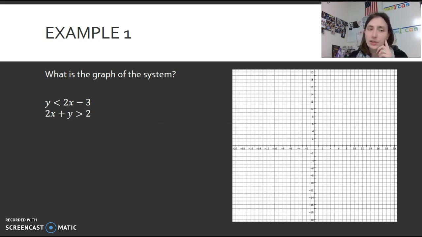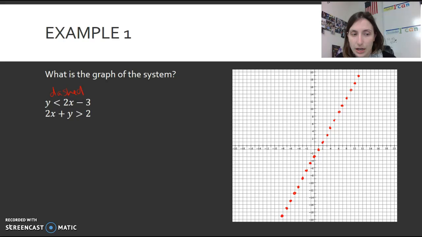We're going to graph the following system: y is less than 2x minus 3 and 2x plus y is greater than 2. So I'm going to start with the fact that my y-intercept is at negative 3. And then I'm going to go up 2 and over 1. And I'm going to continue going up 2 and over 1. So I continued my slope. I like to put the dots all the way across just because it makes it easier for me without a straight edge to then draw my line. I also look at the fact that this is just a less than, so that means that we are doing a dashed line. So I'm now going to create this dashed.